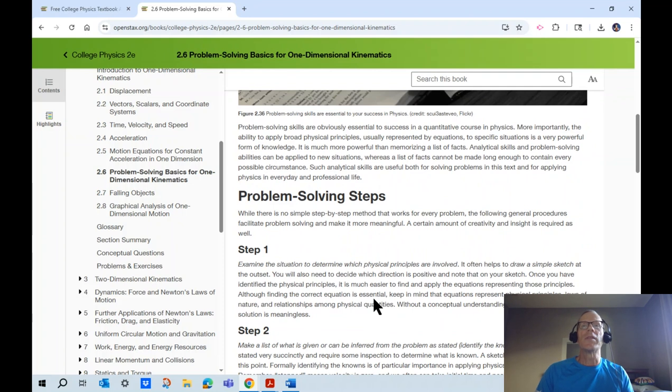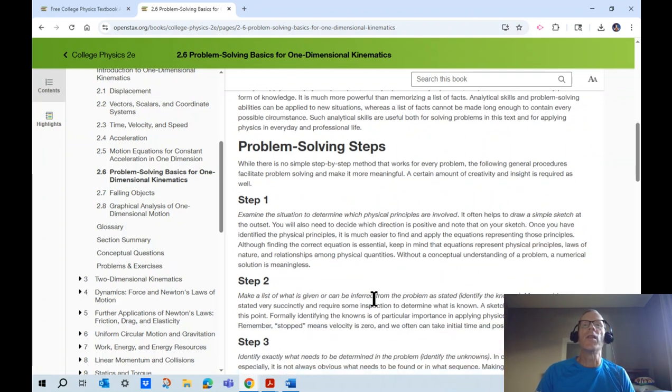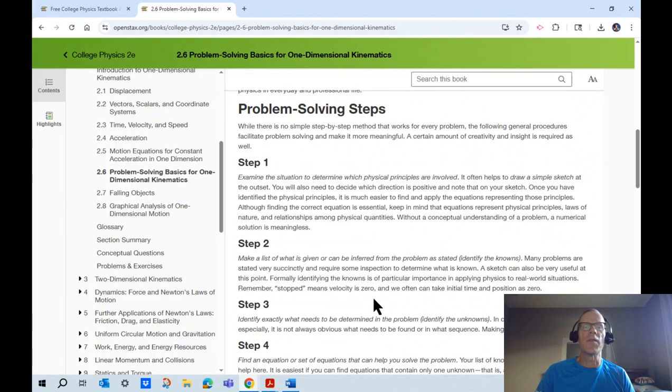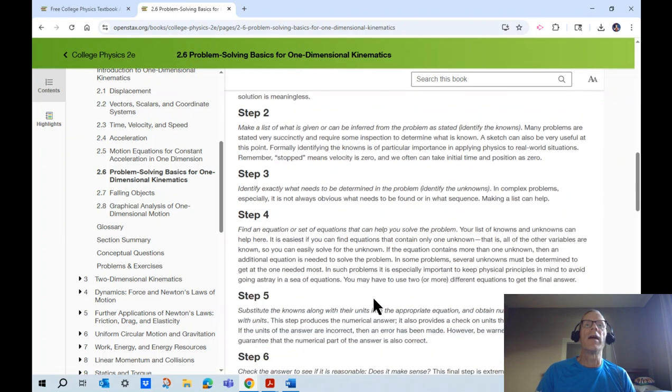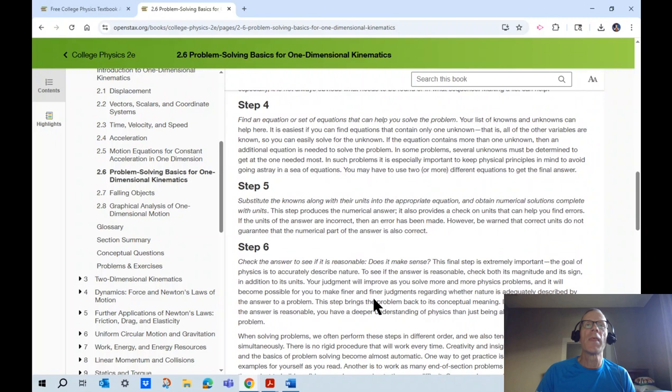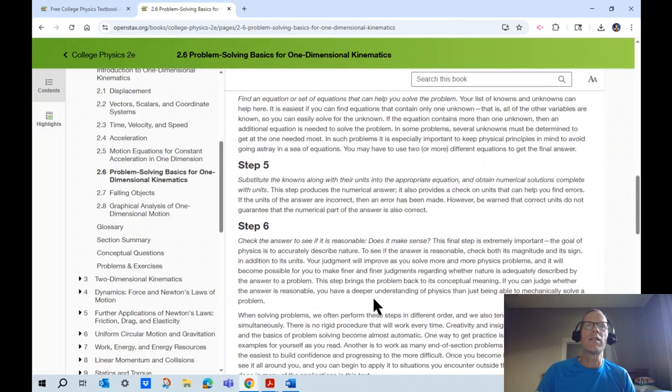So examine the situation to figure out what physical principles are involved, make a list of the knowns, either that are specifically stated or that can be inferred, figure out what needs to be determined, so the unknowns, find an equation or set of equations, substitute the knowns into the equation, maybe substitute equations into each other. And then step 6, check to see if the answer is reasonable.